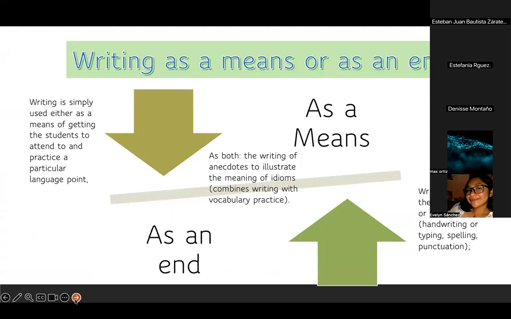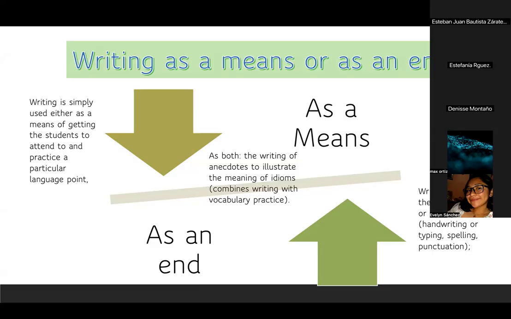Then you need to remember also that writing can be considered as a means or as an end. And what does each perspective imply? First of all, as a means, writing is simply used either as a means of getting the students to attend to and practice a particular point, or just as an exercise for them to practice and develop the writing skills.